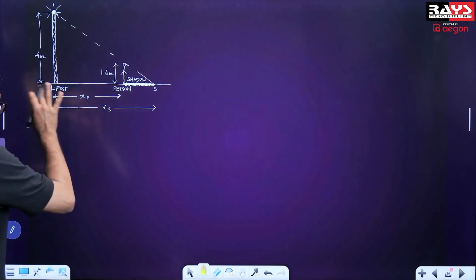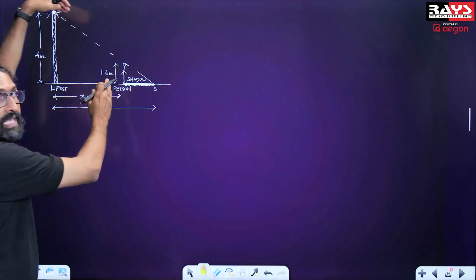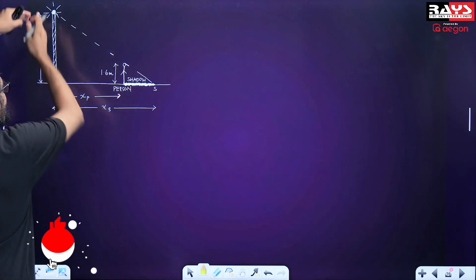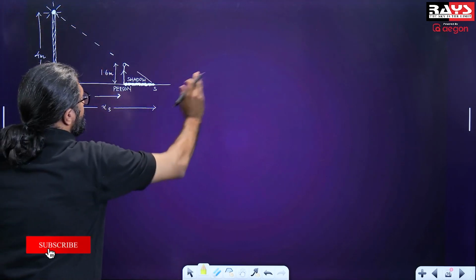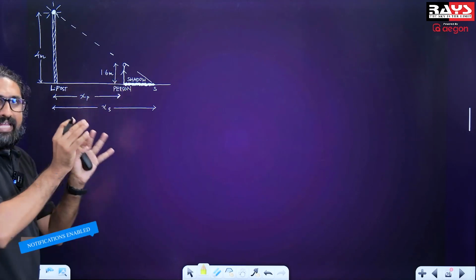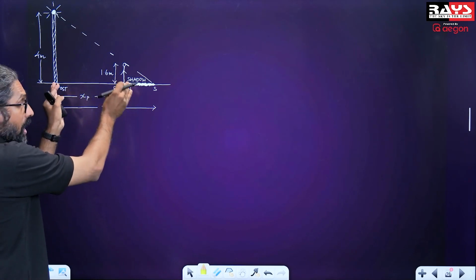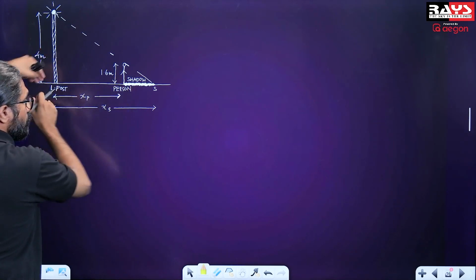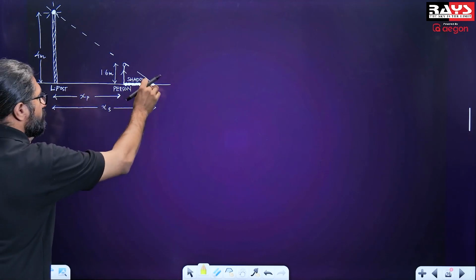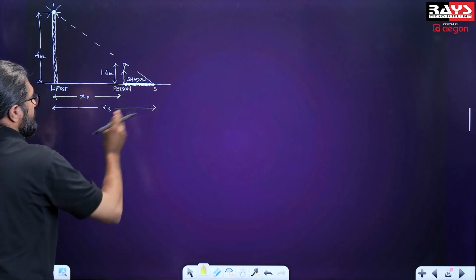Now, the data given in the question is represented here in this figure. We have the lamppost, we have the person at a certain instant right here. The lamppost is stationary, the person is walking away from the lamppost. Now, the position of the person at any instant is given by xp. That position is marked with respect to the stationary lamppost or the ground, and the position of the tip of the shadow with respect to the stationary lamppost is marked as xs.